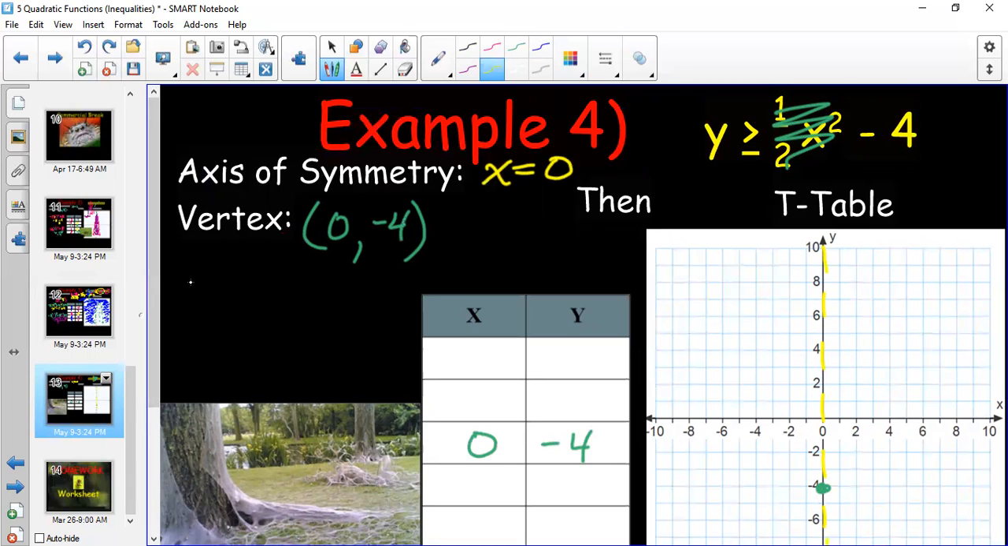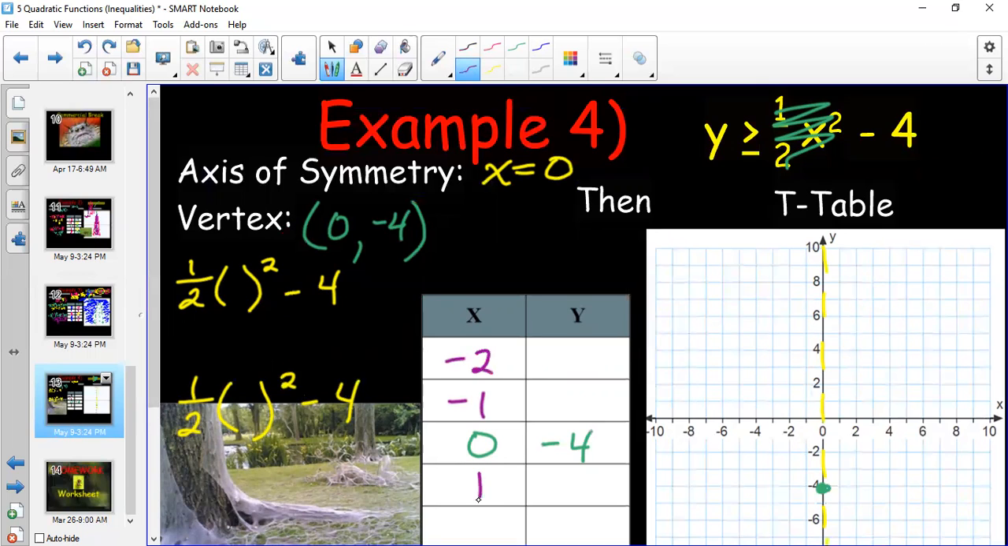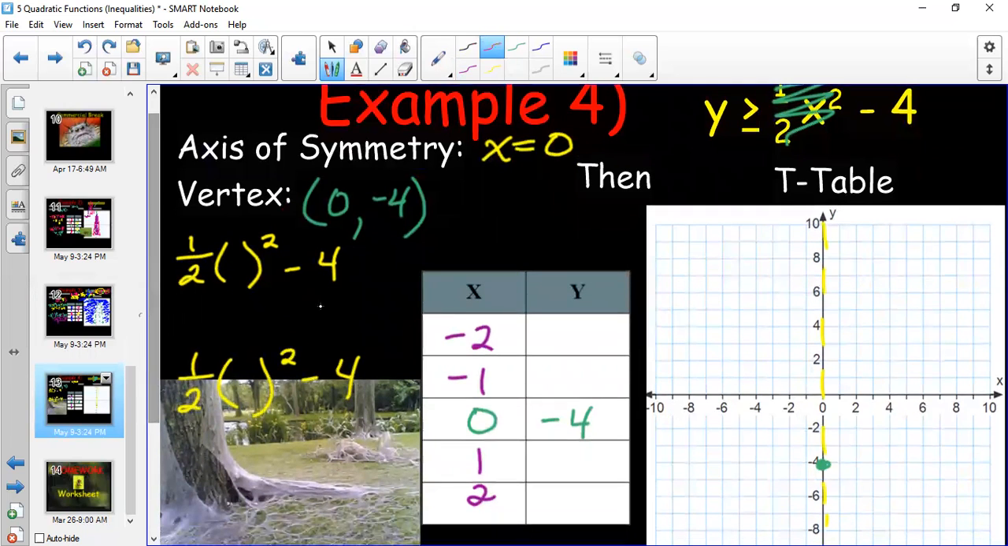All right, so our original problem was 1/2 x squared minus 4. We already have 0. We're going to do 2 smaller, and we're going to do 2 bigger. Again, I like to avoid the negatives if I can, so I'm going to plug in positives. So 1 squared is 1, and half of 1 is a half. And if I have a half minus 4, that gives me negative 3.5.